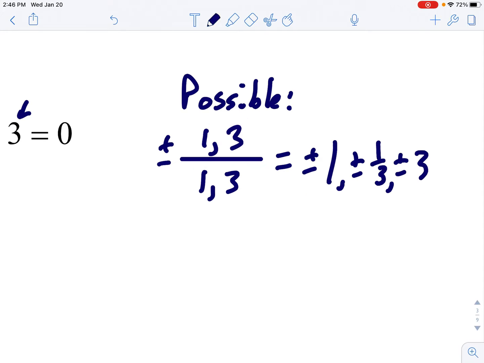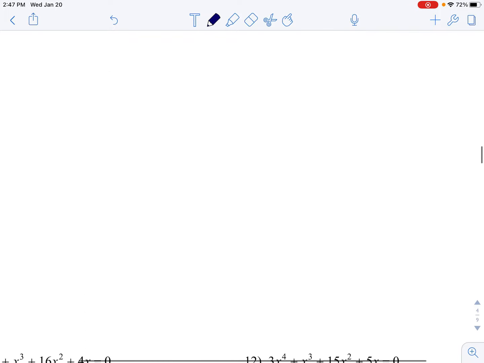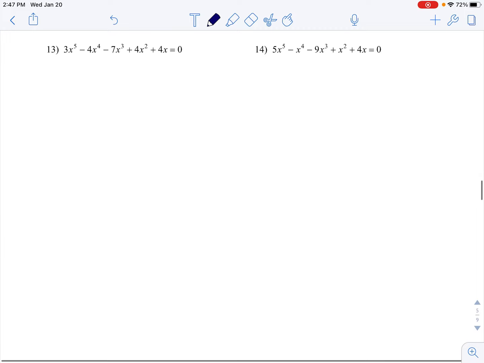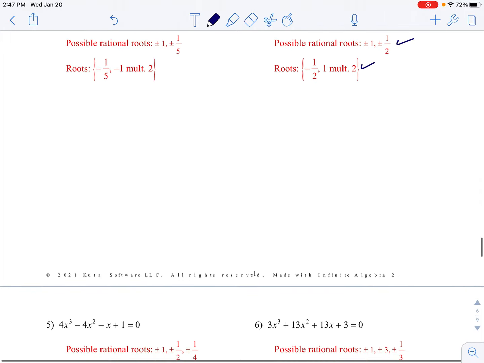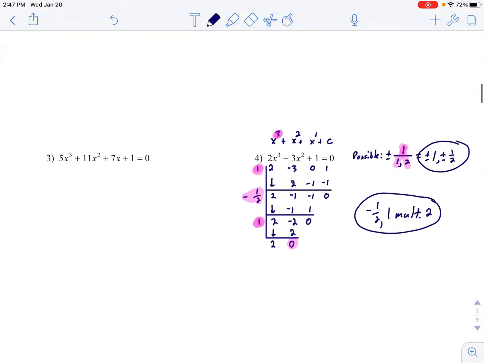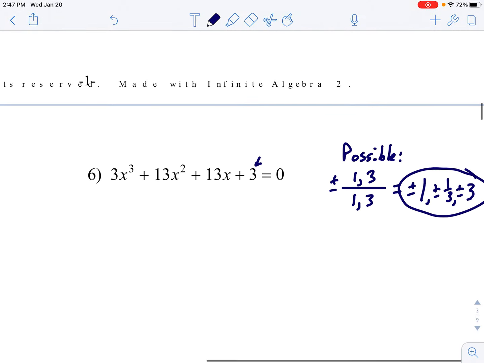Now, here's a tip. I haven't done it on the first few problems, but let's go down and check that part of number 6. I don't want to cheat so much. So plus or minus 1, 3, and 1/3. I don't want to start doing a problem with a wrong list of possibilities, because that would make it awful. Okay, so now I set up the synthetic division.